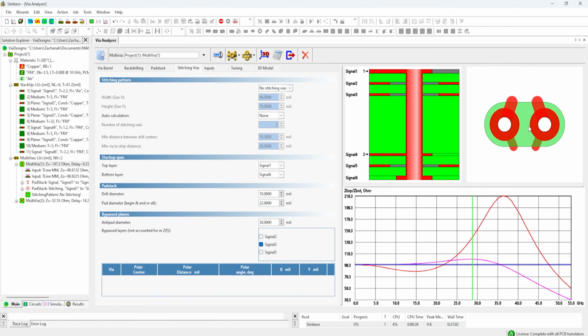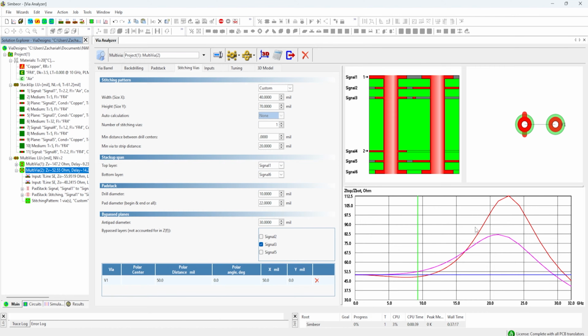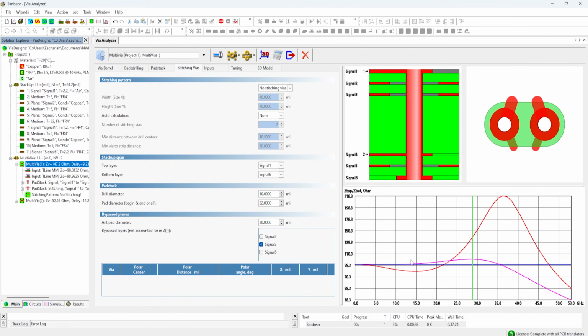In general, if you make this differential via center-to-center distance smaller and you make this antipad smaller, you can overcome the inductive effect that I showed earlier with the single via, where you had the inductive slope early at low frequencies, and then it starts to look capacitive at higher frequencies. And that's exactly what we see here in this differential via. But here, with this center-to-center distance being so small, it also impacts the localization frequency.